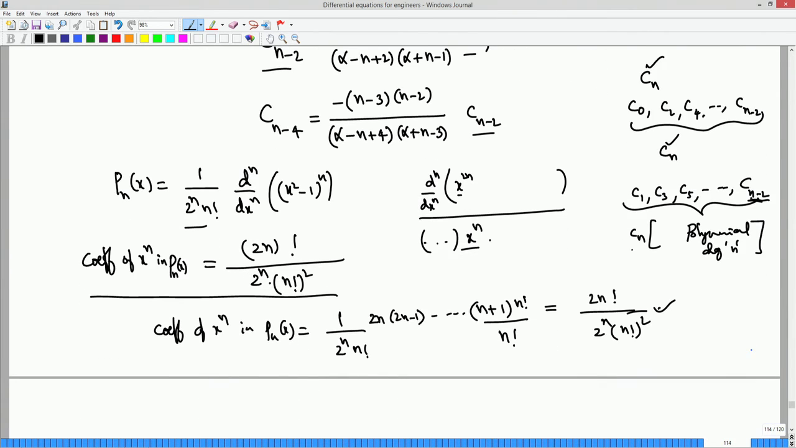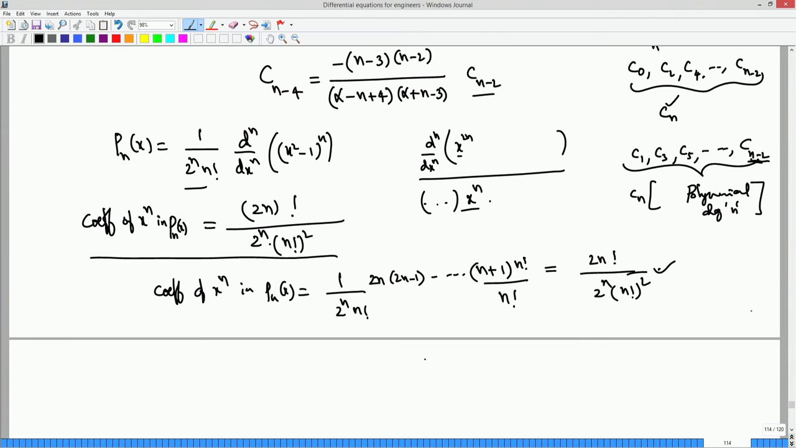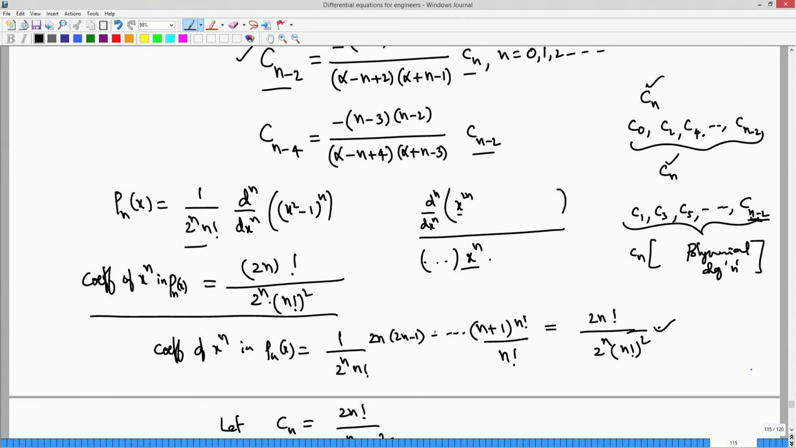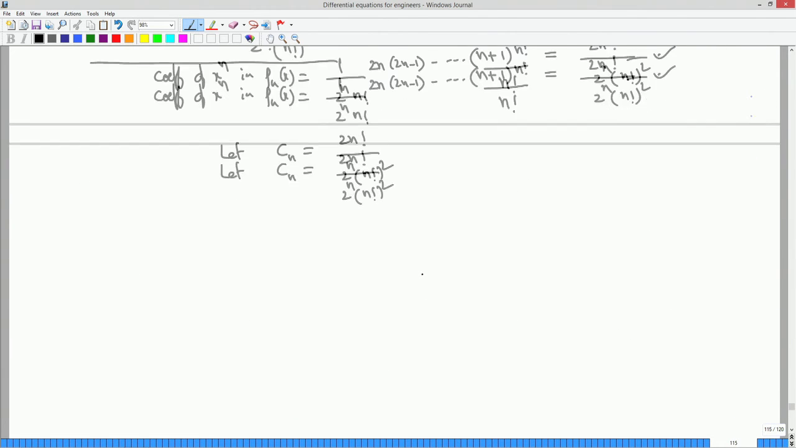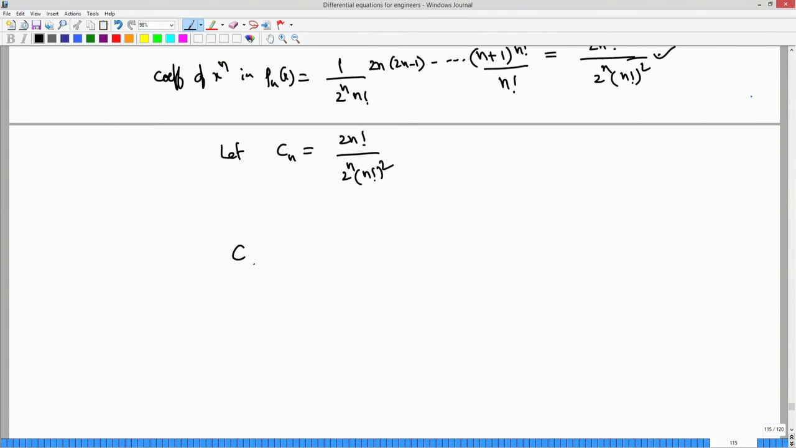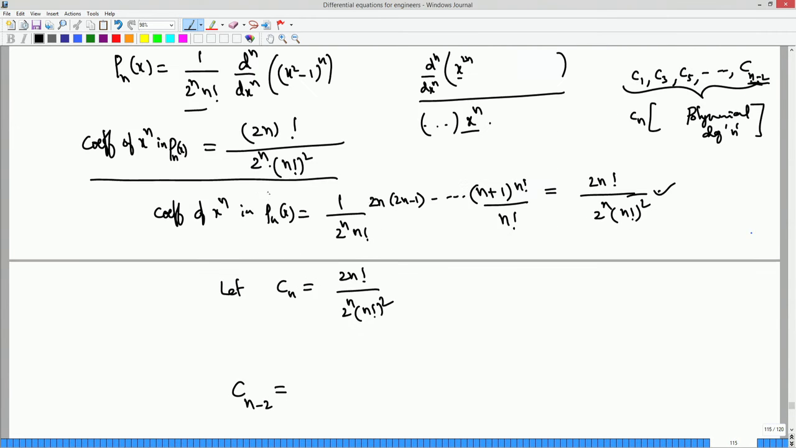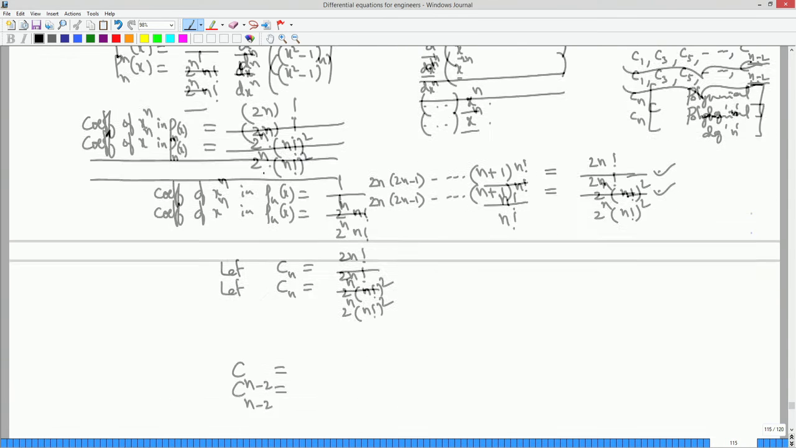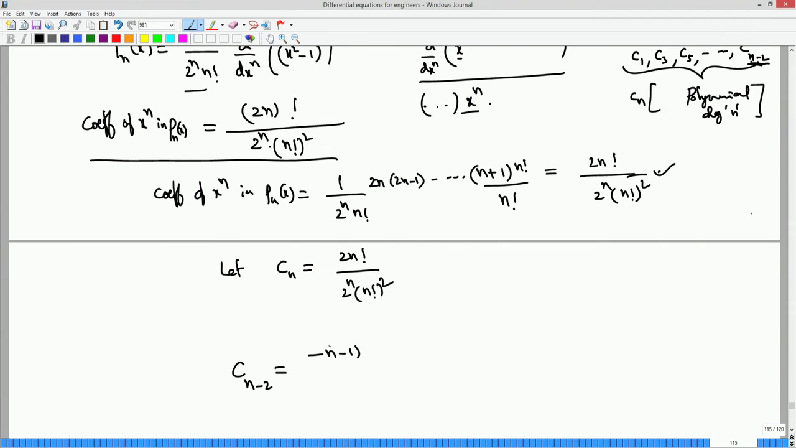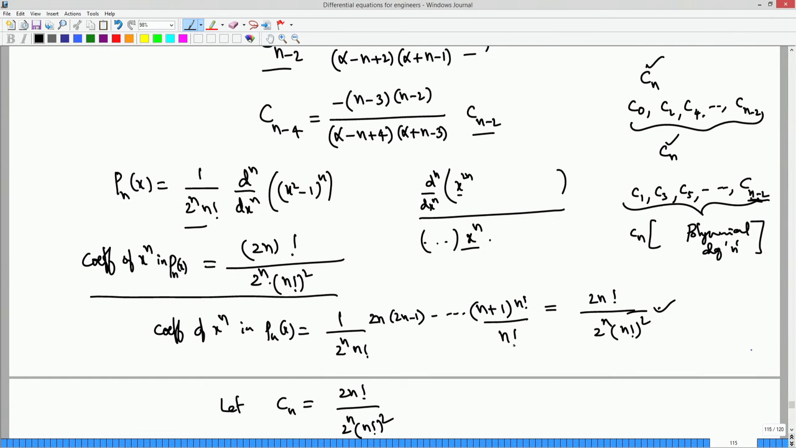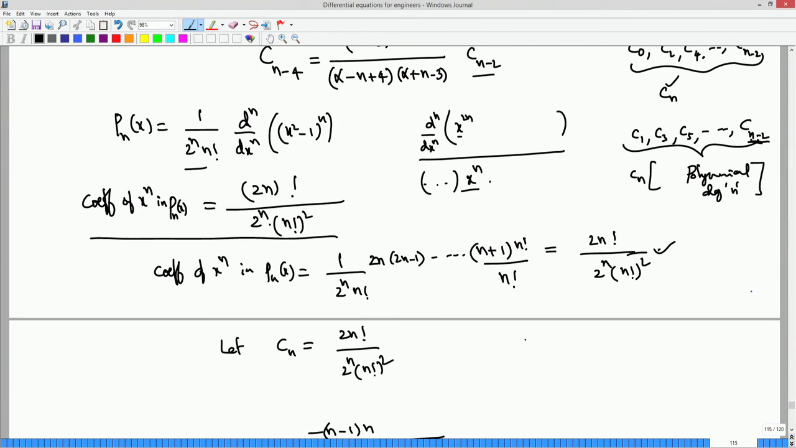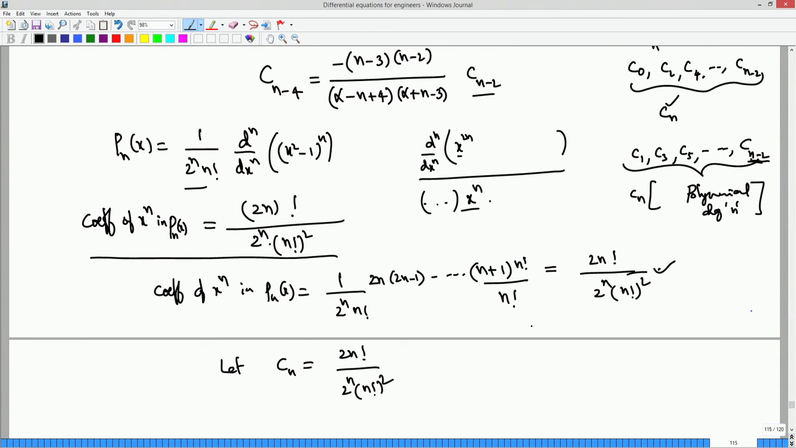So, you use this as your Cn, okay. So, let Cn be 2n factorial divided by 2 power n into n factorial square. If I choose this, what happens to my Cn minus 2, Cn minus 4 and so on? So, you can write first what is your Cn minus 2. Cn minus 2 is minus n into n minus 1 into n divided by, now alpha is actually n.